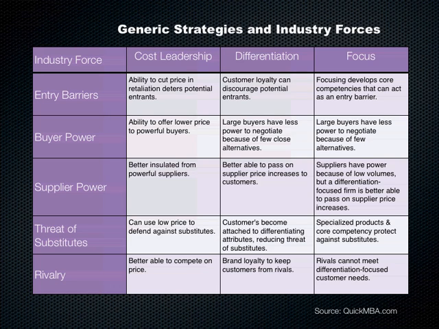And this matrix, the source of which is quickmba.com, provides the reaction for each of the strategies vis-a-vis the five forces in Porter's model. This becomes a very useful way of deciding what your strategy is and what your actions should be based upon that particular strategy.